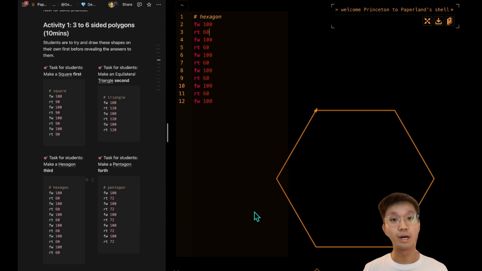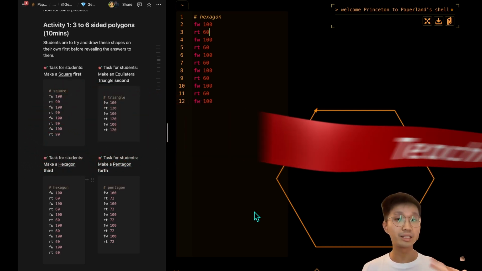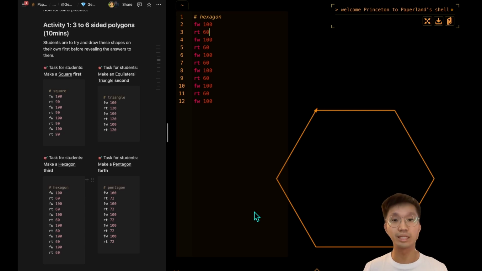Next, you have to draw a pentagon. Chances are students don't know what a pentagon is. At this point, it's again an important teaching moment. I suggest you ask the class, does anyone know what is a pentagon? And if there's a kid that knows what's a pentagon, get her to stand up and explain it to the rest of the class. There's also a chance that no one knows what's a pentagon.